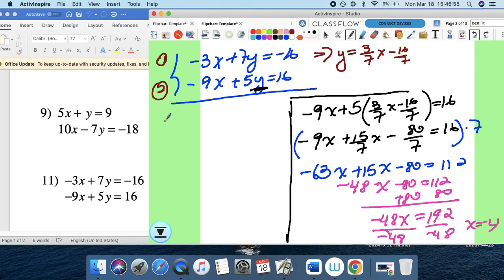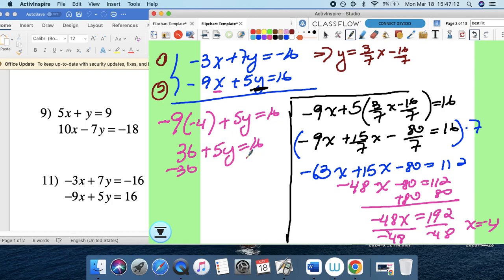I'm going to take the second equation. So negative 9, and wherever I see the x, I'm going to replace it with negative 4. So negative 9 times negative 4 plus 5y equals 16. These two become 36 plus 5y equals 16. Subtract 36 from this side, subtract 36 from that side. That goes away. I'm left with 5y equals negative 20. Divide by 5, divide by 5, y equals negative 4.